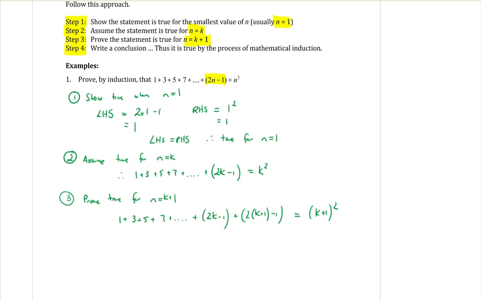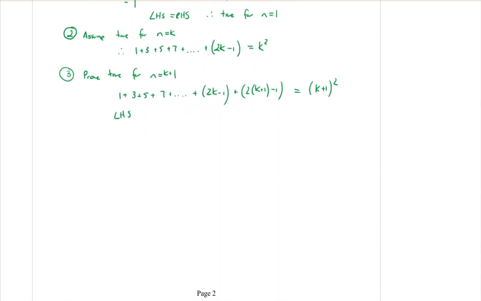right-hand side. So on the left-hand side, I'll rewrite it: 1 plus 3 plus 5 plus 7 plus dot, dot, dot, plus the 2k minus 1 plus the 2k plus 1 minus 1. I could expand that out, but I'll do that in a minute.